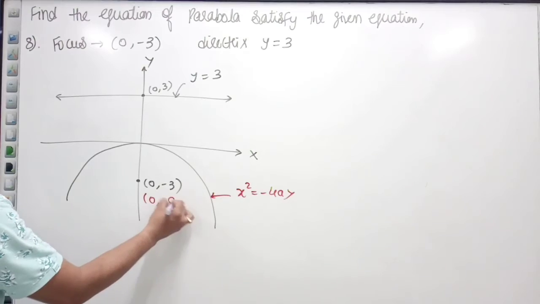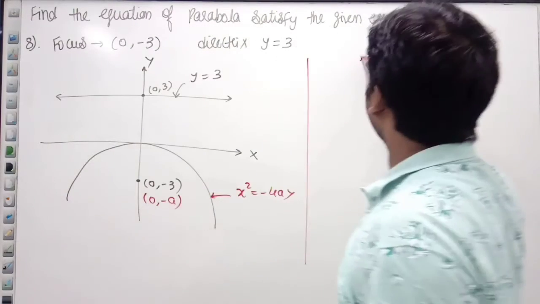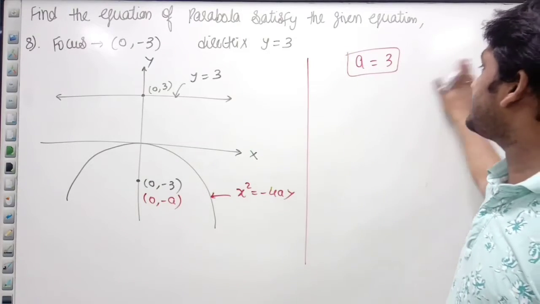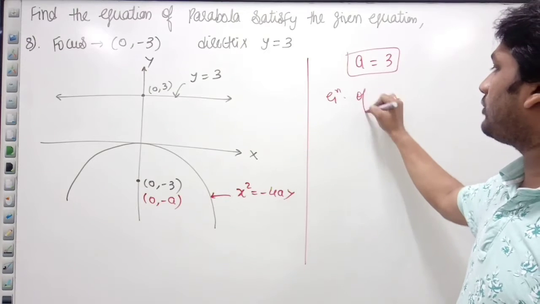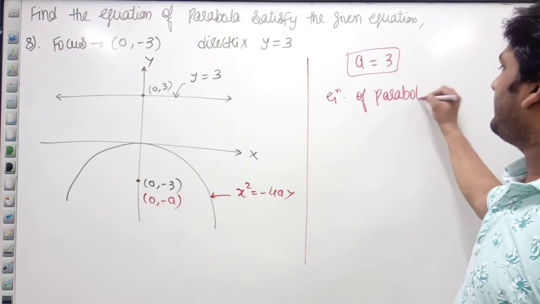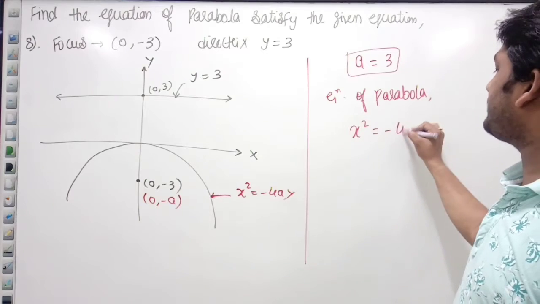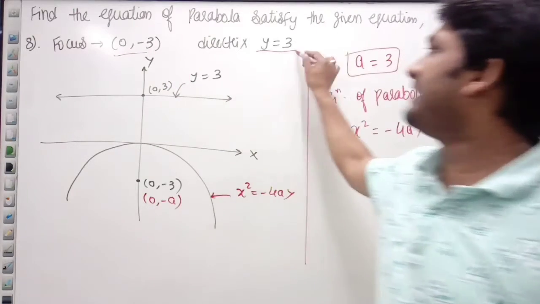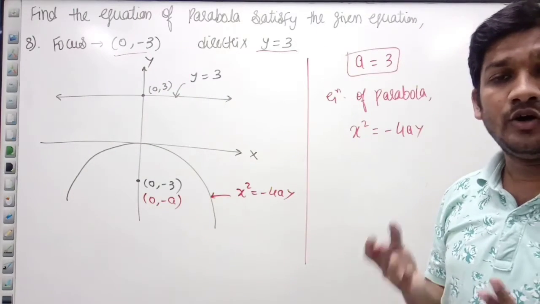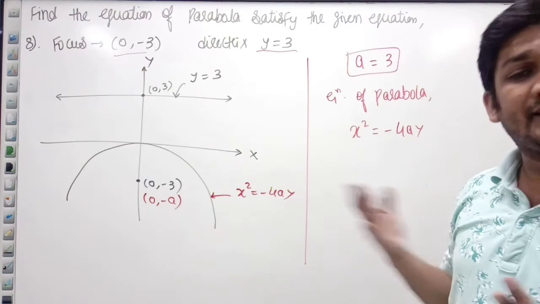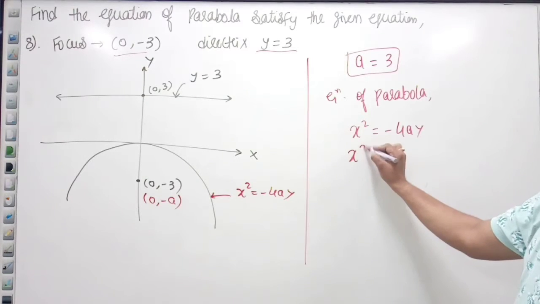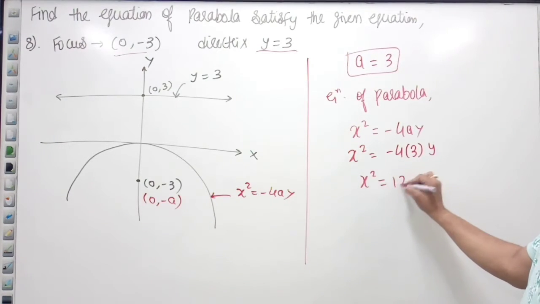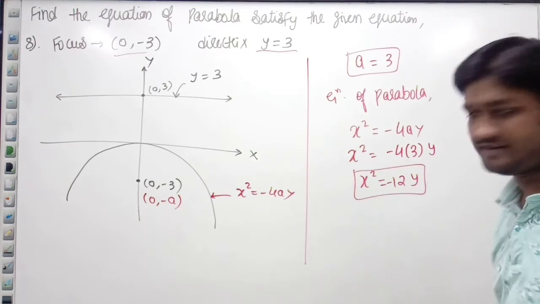Now focus is (0, -a). So you can say, sir, here a is equal to 3. The main thing you need to find is a. Now a is 3, so you can write the equation of parabola. The very first thing that you need to identify is which type of parabola we are forming, that you can easily find by focus and directrix. Just read the formula table and compare it, right? If you remember it, that is very good. You should remember the formula table also. x square equal to -12y, and this is the answer.